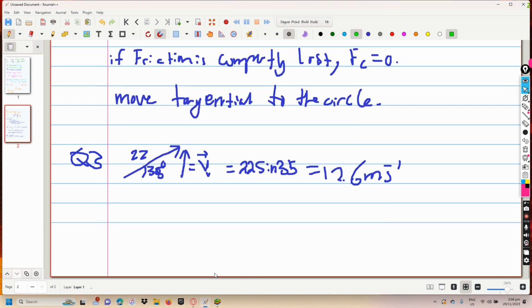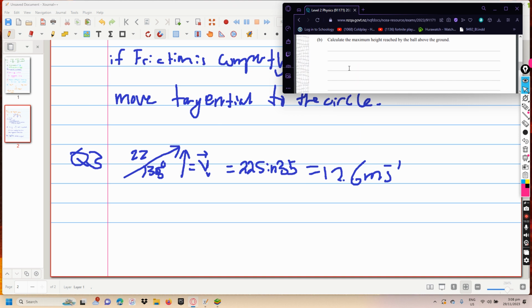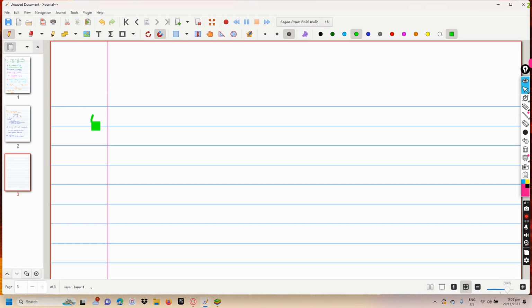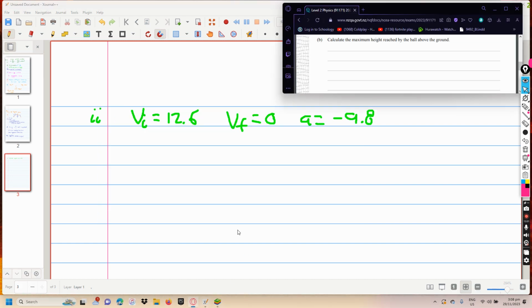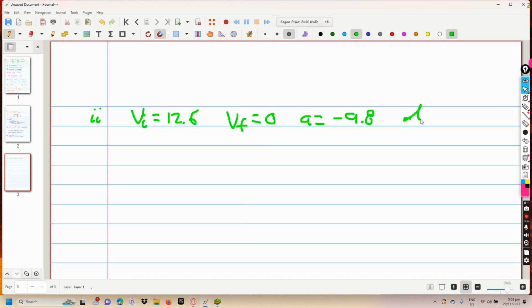Okay, calculate the maximum height the ball reached above the ground. We know our velocity initial is 12.6, velocity final is equal to 0, acceleration is equal to minus 9.8, and distance equals what? Okay, so you sub into a formula of your choosing.